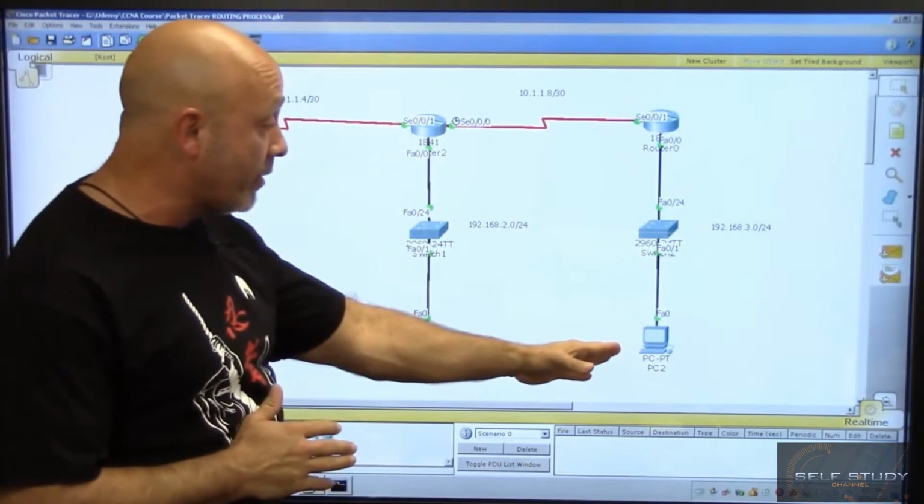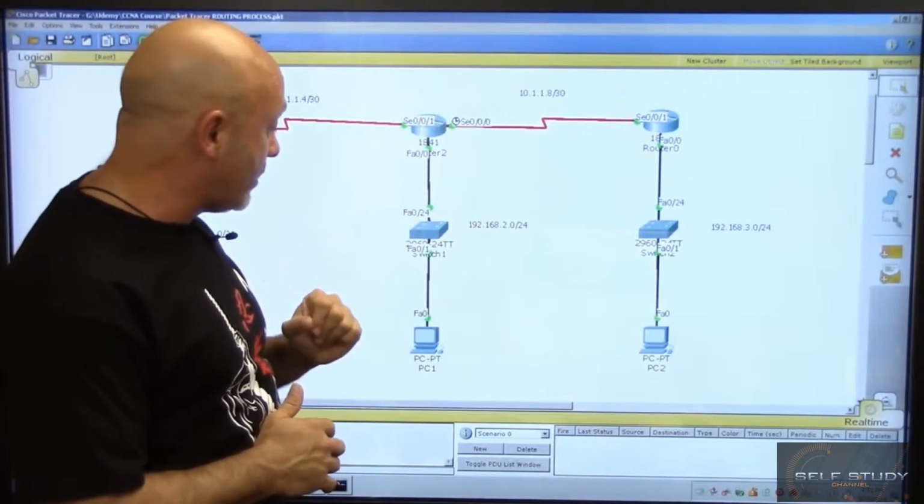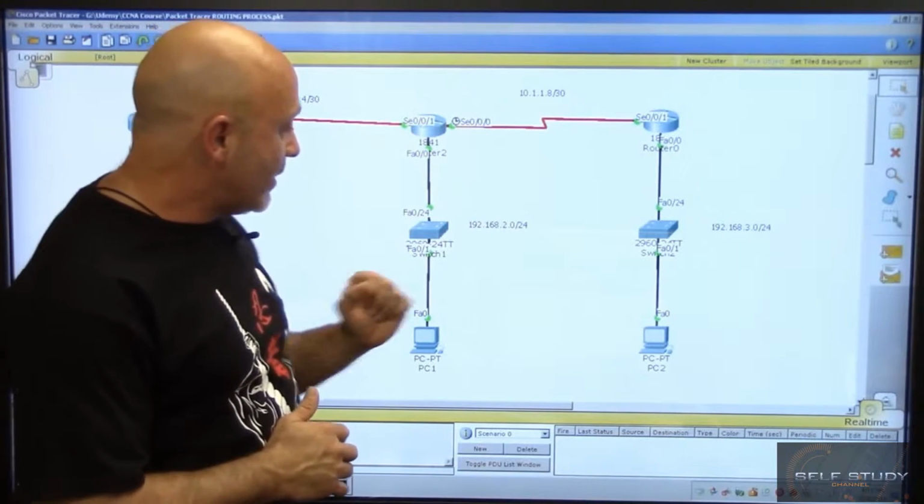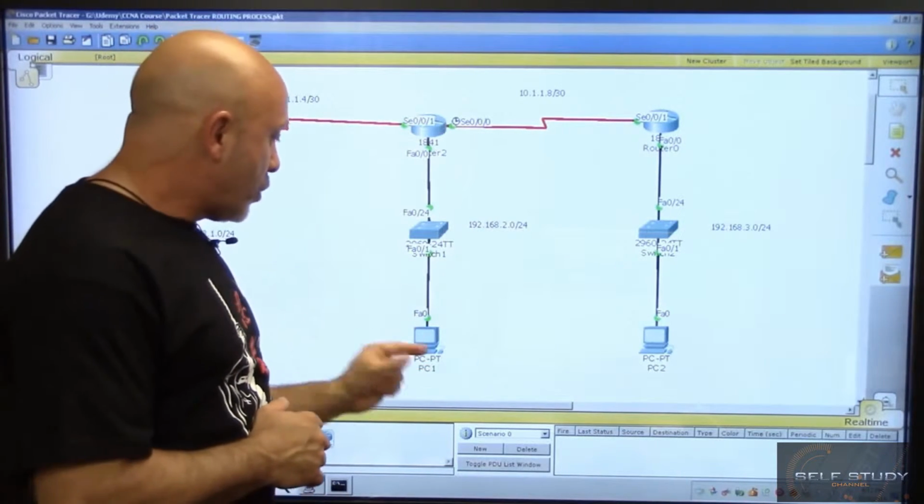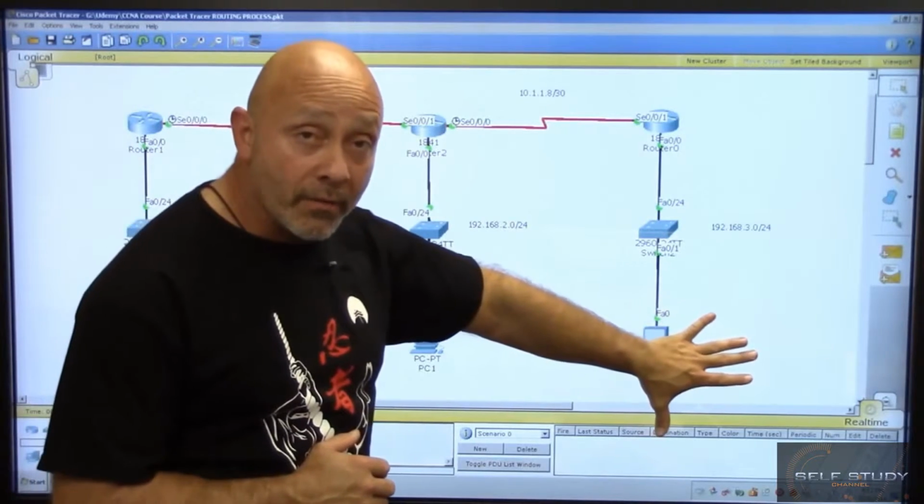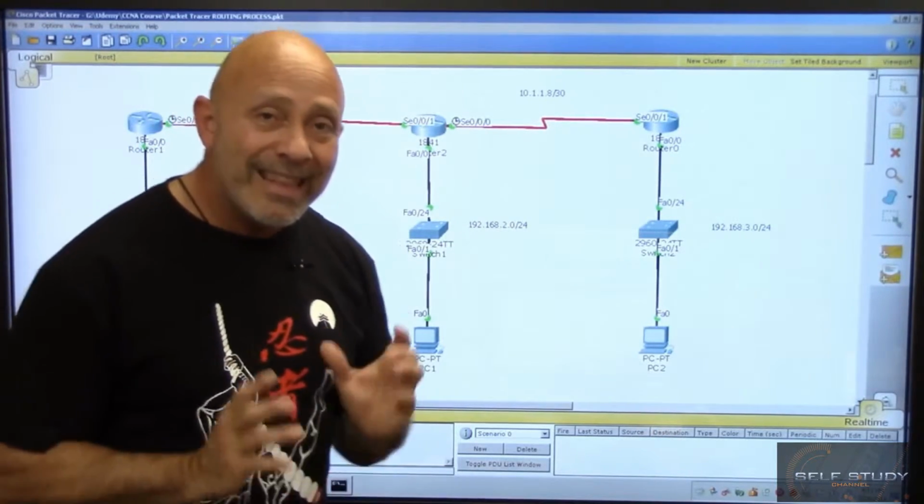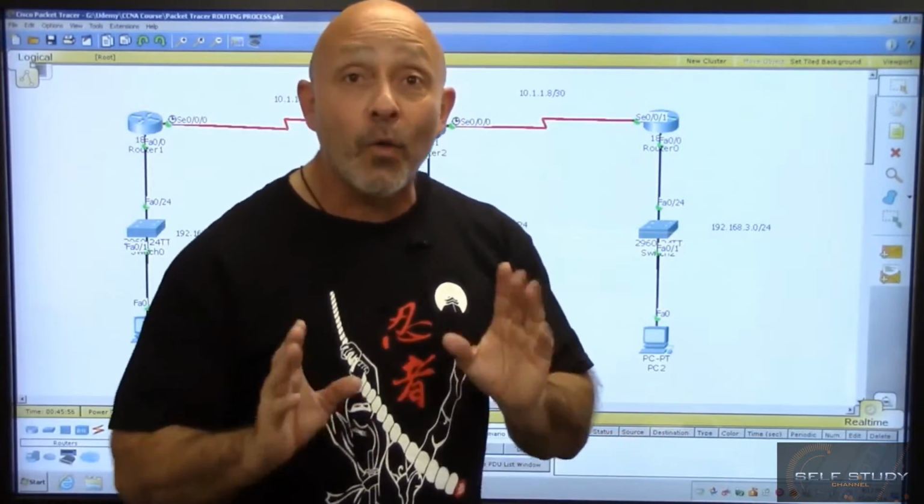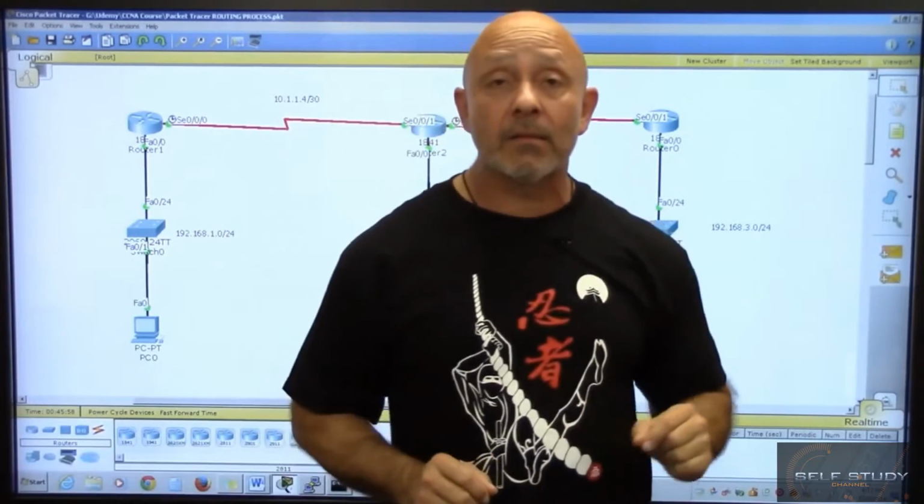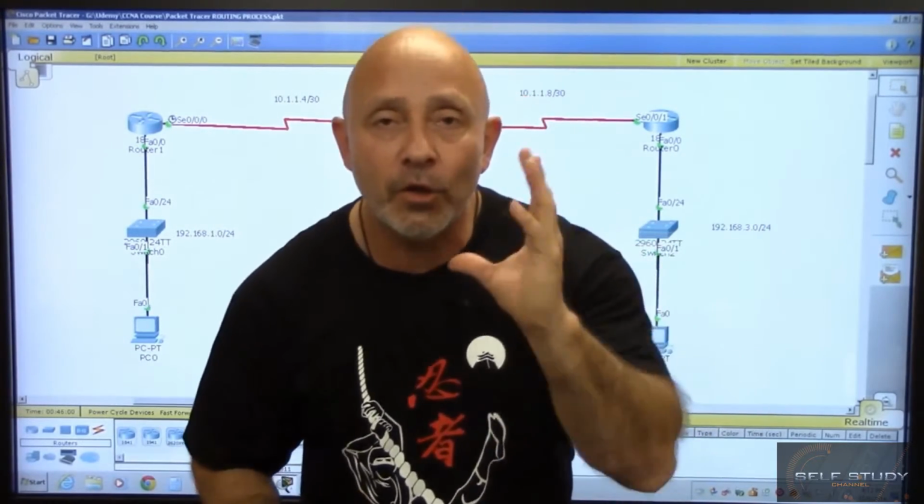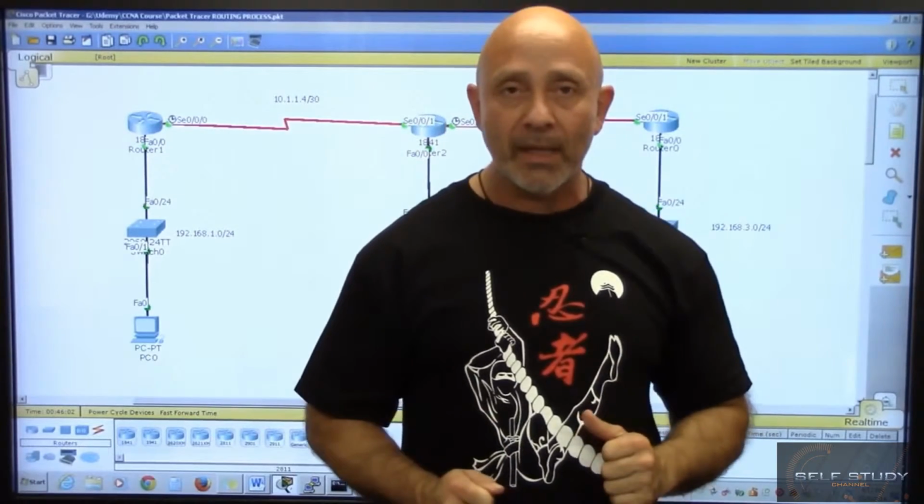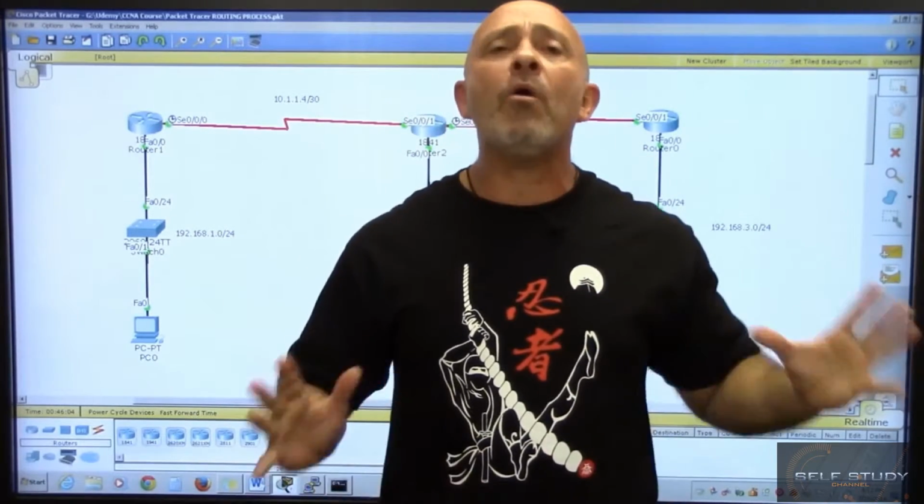So with this web server: destination MAC address, source MAC address, destination IP address, source IP address, and since it's a web server, port 80. That right there is the line of questioning that you're going to get asked on your examination. That is what you need to look at. But not only in exams.